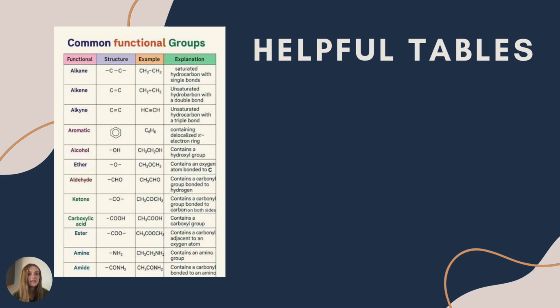The aldehyde is when we're going to have a carbonyl group, a CHO, attached to the hydrogen. A ketone group is going to be a carbonyl that has carbon attached to both sides. An ester is going to have a carbonyl adjacent to an oxygen atom. And then grouping these two together, amine and amide. An amine contains an amino group, and then an amide contains a carbonyl bonded to an amine.